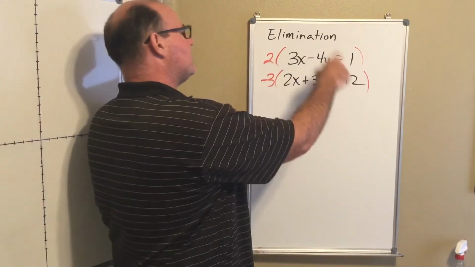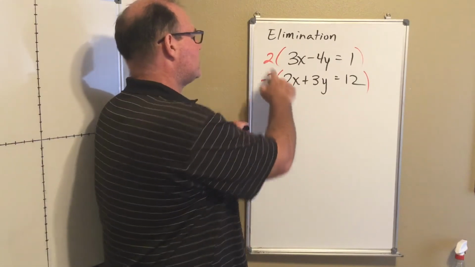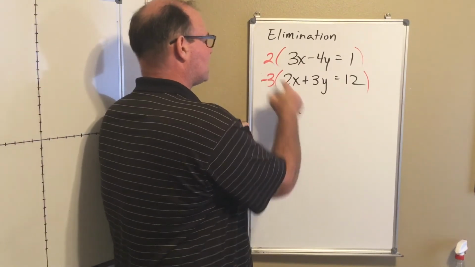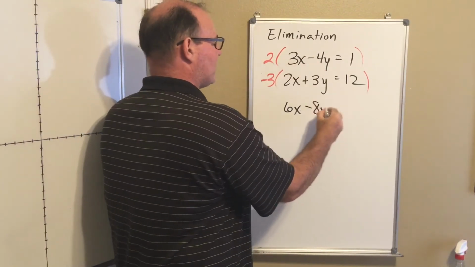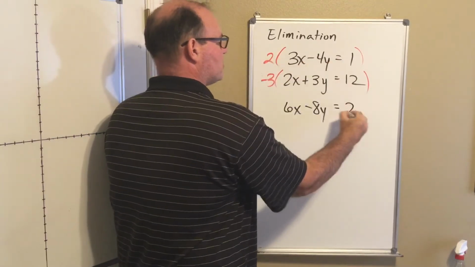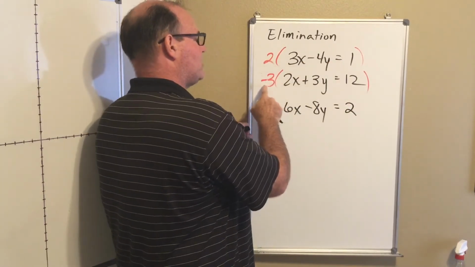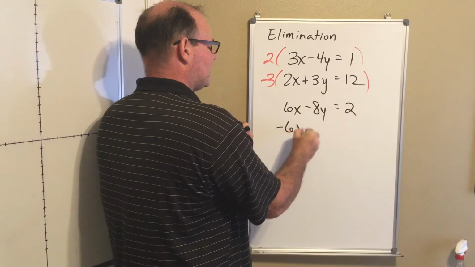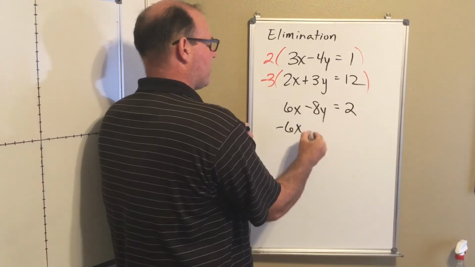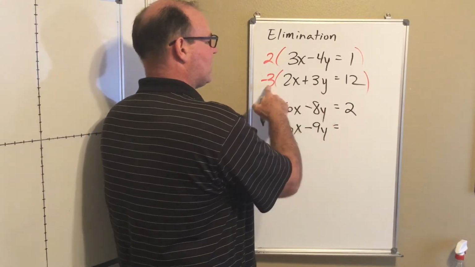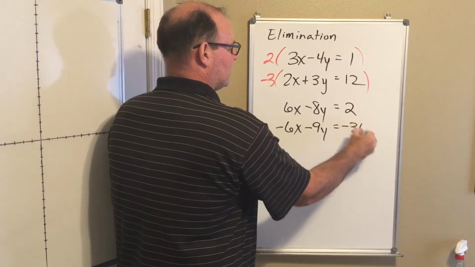So I'm going to continue along. I'm going to eliminate the x's. So 2 times 3x is 6x. 2 times negative 4 is negative 8y. 2 times 1 is 2. My bottom equation, negative 3 times 2 is negative 6x. Negative 3 times 3 is negative 9y. And negative 3 times 12 is negative 36.